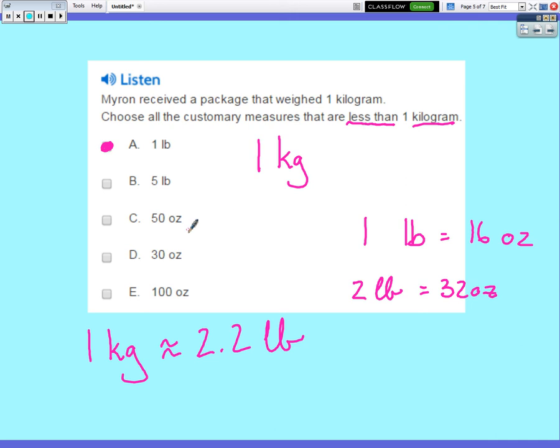Well, if I have 50 ounces, let's see, if I had 3 pounds, isn't that equal to 48 ounces? And 3 pounds would be slightly more than 1 kilogram, correct? Because if 1 kilogram is approximately 2 2/10 pounds, that would be too much. But this here, 30 ounces are 2 pounds. This is going to be the right one here. And then obviously 100. If 50 ounces don't work, then 100 ounces won't work either. 5 pounds won't work. So there's my answers, A and D.